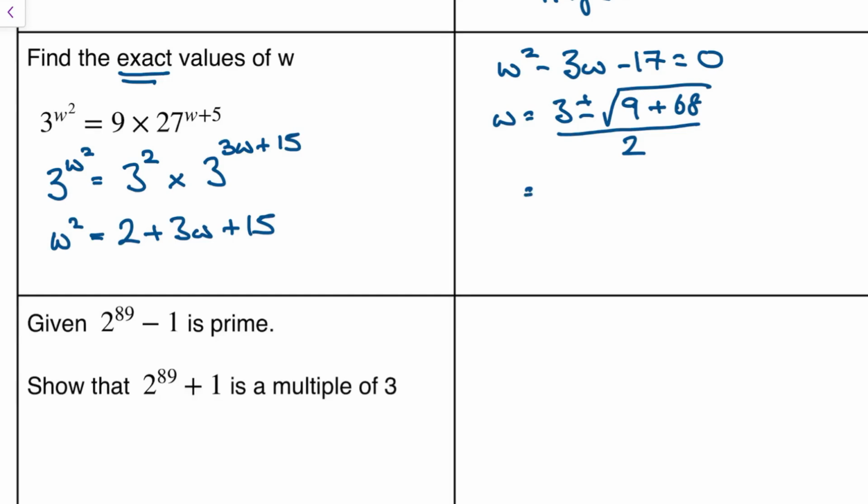So let's see if we can tidy this up. 3 divided by 2 doesn't really work, so we'll leave it like that. So it's going to be 3 over 2 plus or minus, sorry, I'm pausing to just check I've written that correctly. Yes, I have. 3 over 2 plus or minus, 68 plus 9 is going to be 77, so plus or minus the square root of 77 over 2. And that is that question done.